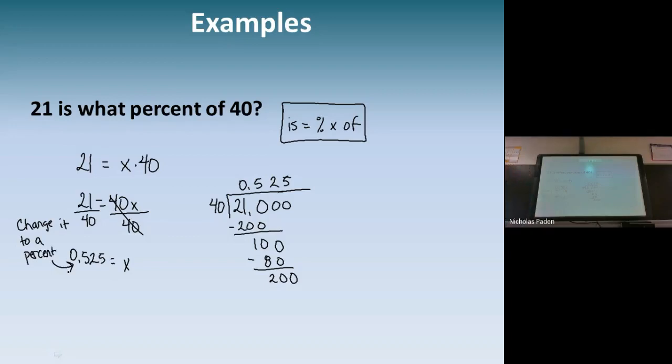So if we think about it, if we change a number or a percent to a decimal, we move the decimal point 2 times to the left. If we're going to change it back to a percent, we need to move our decimal point 2 times to the right. So it's going to end up being 52.5%. So when we are changing a decimal back to a percent, we move the decimal point 2 spots back to the right. So 52.5% will be our answer here.